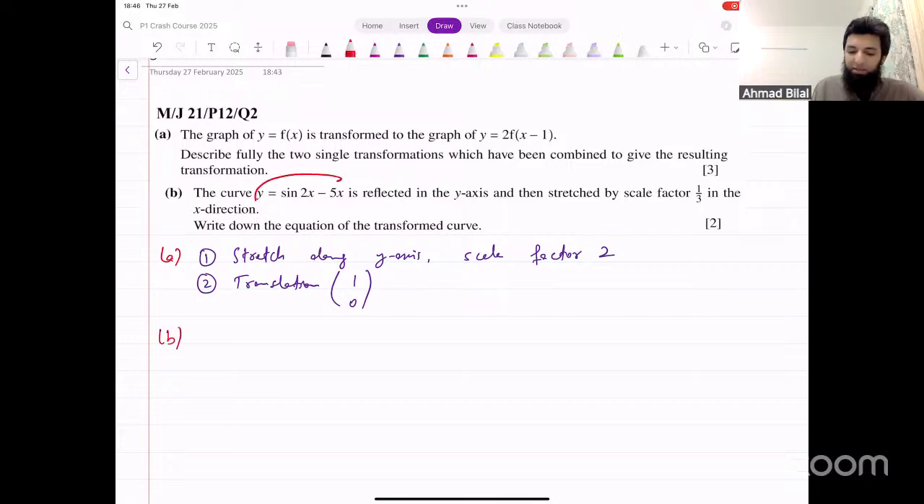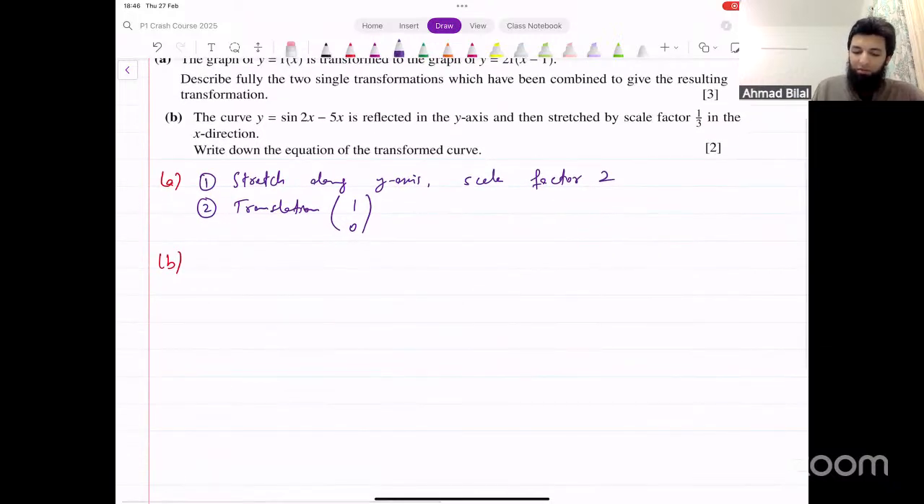Part B, this curve is reflected in the y-axis and then stretched by a scale factor 1/3 in the x direction. Write down the equation of the transformed curve. Okay, now how do we think about this part B now? Let's write it in the function notation first. That makes it easier to understand. Reflected in the y-axis. The line of reflection is the y-axis. Is that vertical reflection or horizontal reflection? That's horizontal reflection. The points on the left go to the right. The points on the right go to the left.